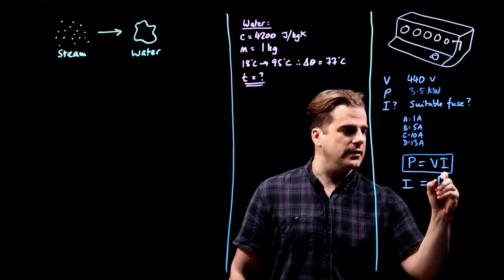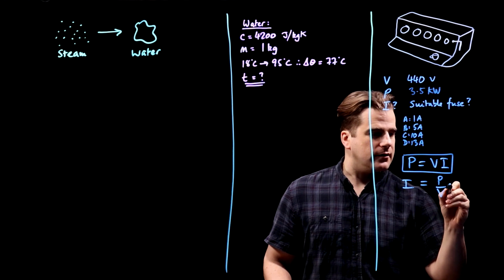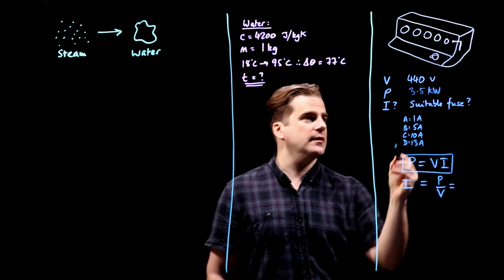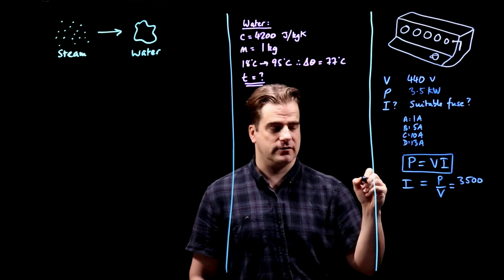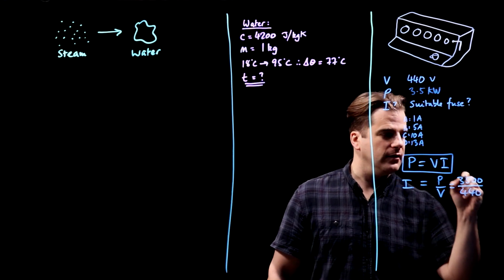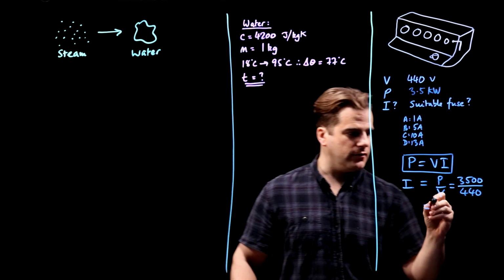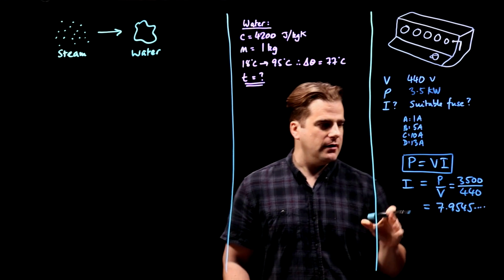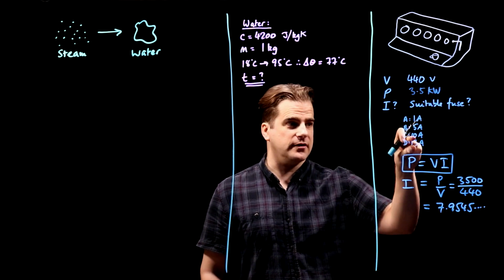Okay, we want to work out current, so rearrange. I is P over V. Stick the numbers into the calculator. The power is 3.5. Don't forget it's kilo, you have to turn it into watts. So 3.5 kilowatts is 3,500 watts. And the voltage is 440. Stick that in your calculator and you get 7.9545, something.